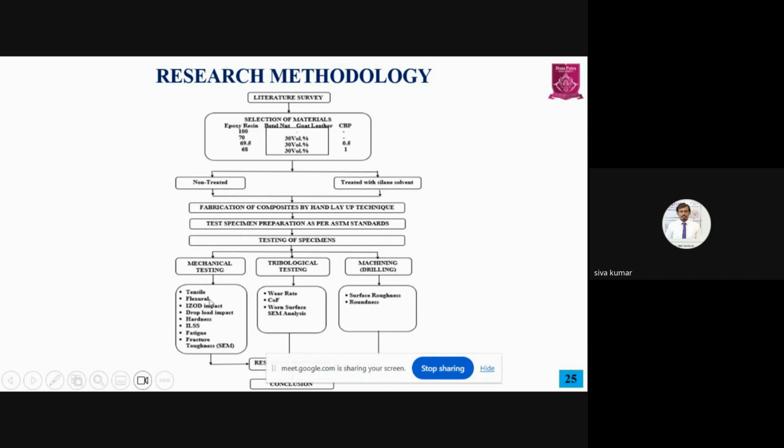In my mechanical testing, I have done tensile, flexural, Izod, drop load impact, and hardness. ILSS means interlaminar shear strength: how the laminates withstand the forces in each and every laminate. And fatigue strength, fracture toughness. Using tribological testing, I have conducted wear rate and coefficient of friction, and SEM analysis also. In machining, I only did two parameters, surface roughness and roundness, because it is not a metal based composite. So I am not focusing much on the machining aspect.